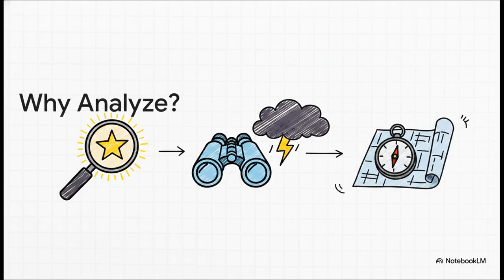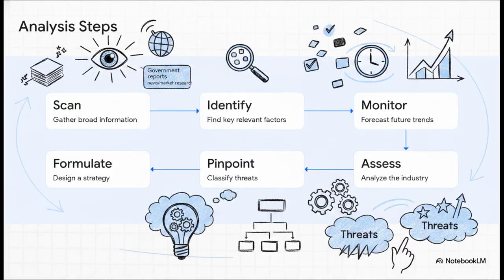We also do it to recognize threats. Things like a looming economic downturn or some sudden regulatory change. This analysis is literally the foundation for strategic planning and figuring out where to allocate your resources. At the end of the day, it's about long-term sustainability. If you don't recognize evolving market forces, you just won't survive. All right, let's look at the actual step-by-step process.